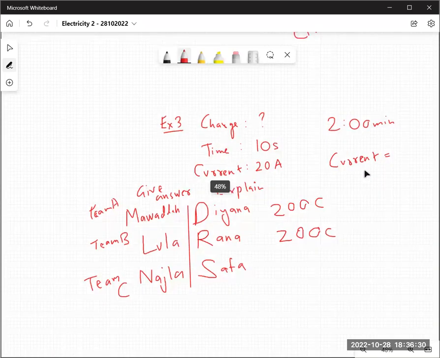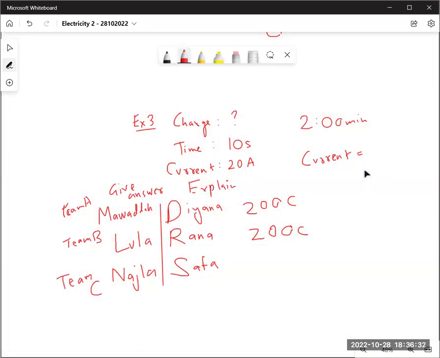So we are, let's divide charge and time. So divide charge and time. Fine. Current is charge divided time. Okay. Then what? Then. Lula, Rana, your time is running out.